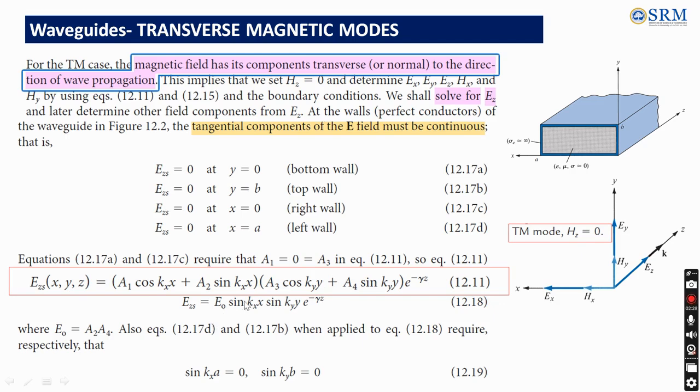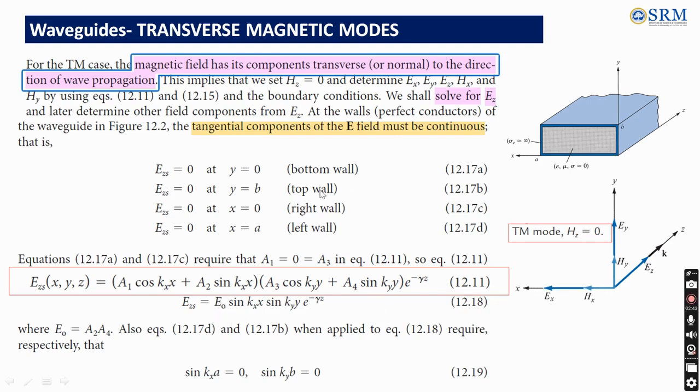Ez is nothing but, okay, what will come? A2 A4 sin kx x sin ky y into e power minus gamma z, where A2 A4 we just replace by another constant E0, that is the amplitude of the electric field.